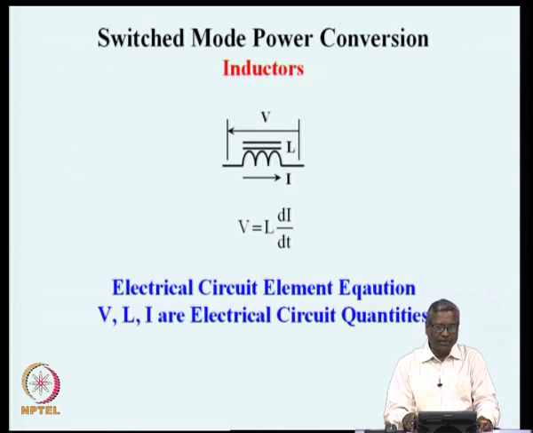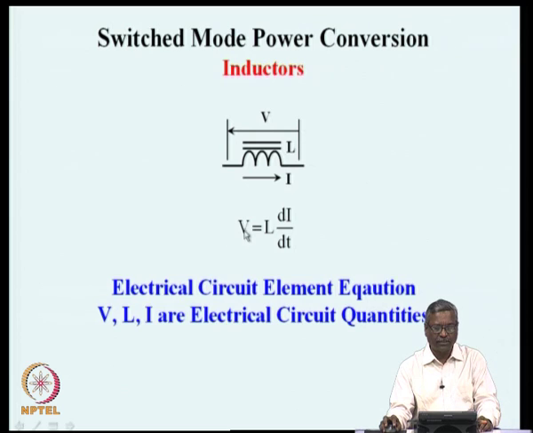Schematically, an inductor is represented by the symbol that is shown here. Just as any other electrical network element, the inductor has two characteristic variables associated with it. One of them is the across variable, which is the voltage across the inductor, and the other is the through variable, which is the current through the inductor. The inductor L in this schematic has a current I flowing through it, and the voltage across the inductor is V.